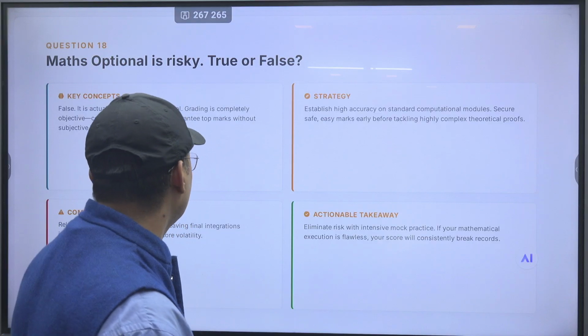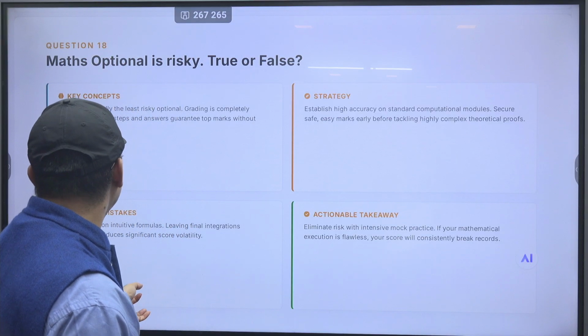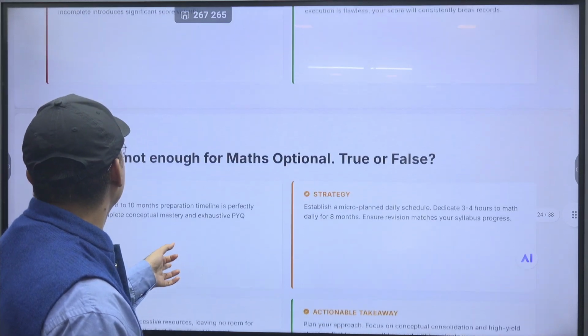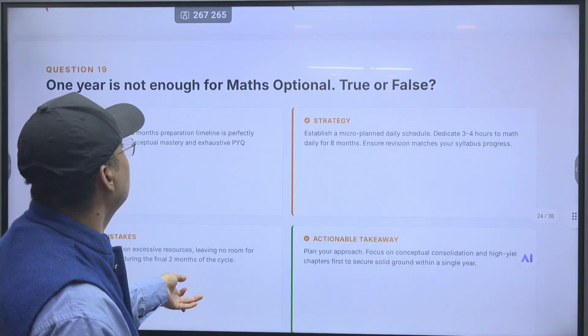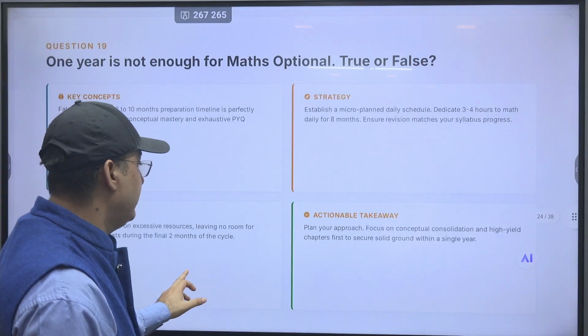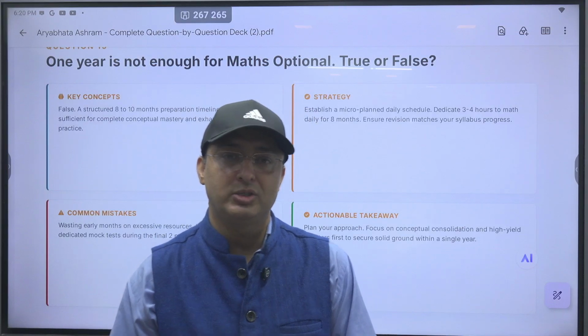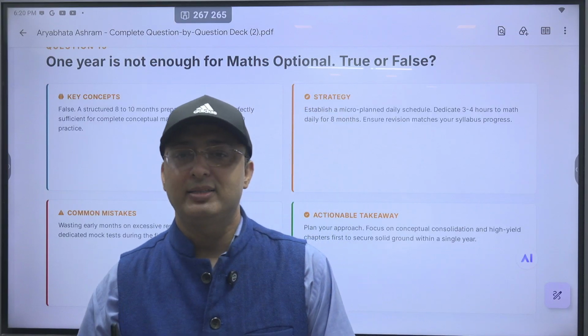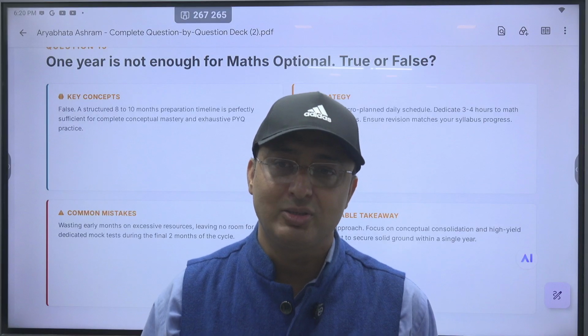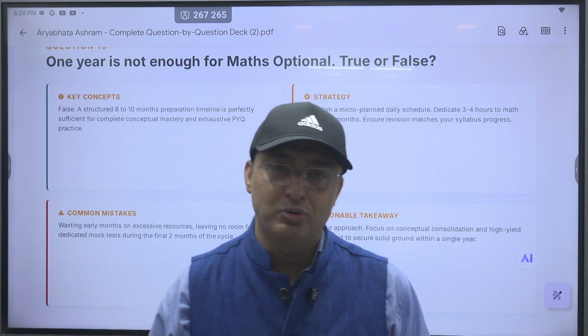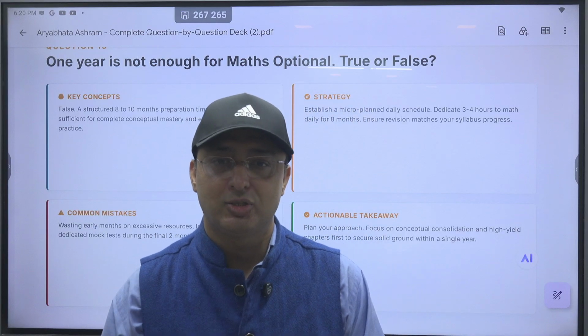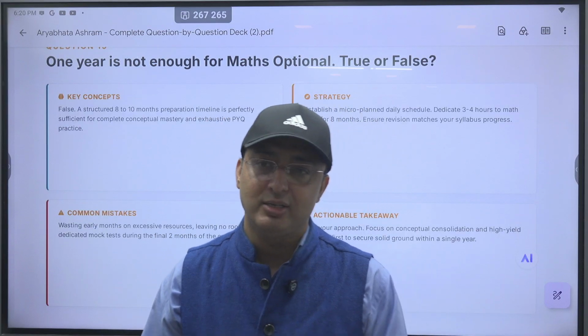Now, the most important problem is this: one year is not enough for maths optional, true or false? Well, it depends on how long you have been preparing, what your background is, and so on and so forth. Maths is not merely completing the syllabus or reading hackneyed books and notes, or just solving some five or ten random previous year questions and all of that.